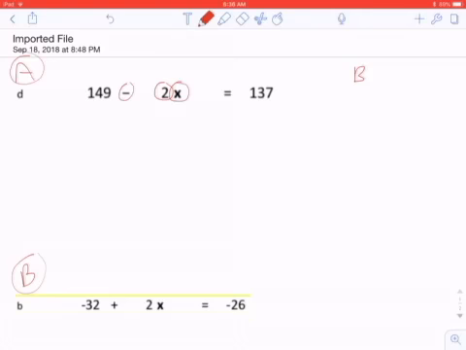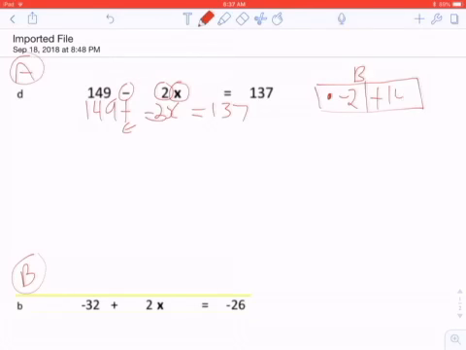If I want to represent that properly, what it really means is 149 plus negative 2 times x, and that equals 137, right? So adding a negative is the same as subtracting. So when it says minus 2x, the way we have to interpret it is I'm multiplying by negative 2, then I add 149. If I look at it from a BEDMAS perspective, because this is the only way you can do it if you don't know what x is, the first operation is to multiply by negative 2, and the second operation is to add 149.